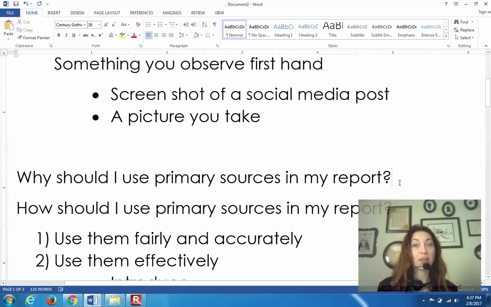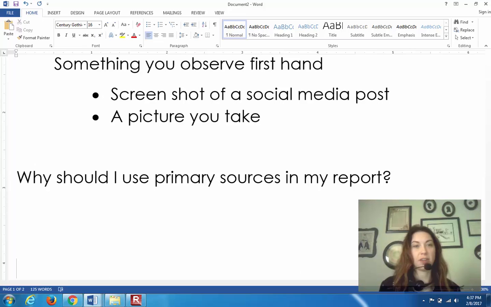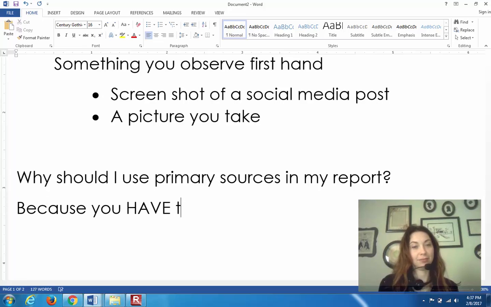Why should we use primary sources in our reports? Well, the first reason is kind of lame, but because I'm requiring it. Because that's part of what we're doing in the actual report. I am trying to get you to do primary research and then incorporate it into your report. So you have to have it in order to do the assignment properly. The other reason is because it is the evidence.